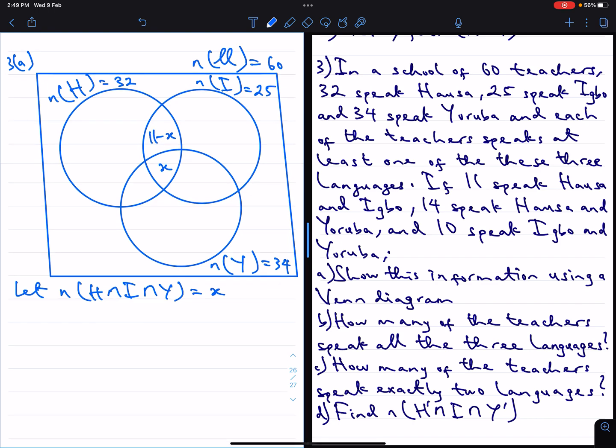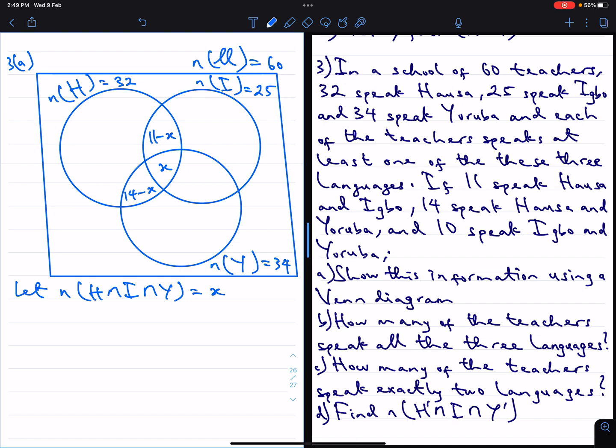Those who speak Hausa and Yoruba are 14. Hausa and Yoruba will be the whole of this. So if the whole of this is 14 and this is X, that means this will be 14 minus X. That's the number of teachers who speak only Hausa and Yoruba.